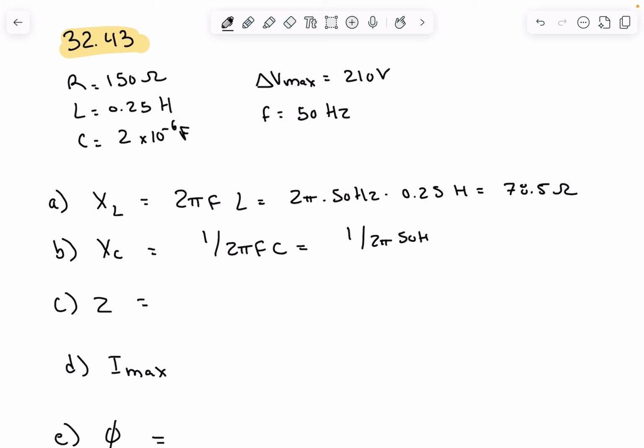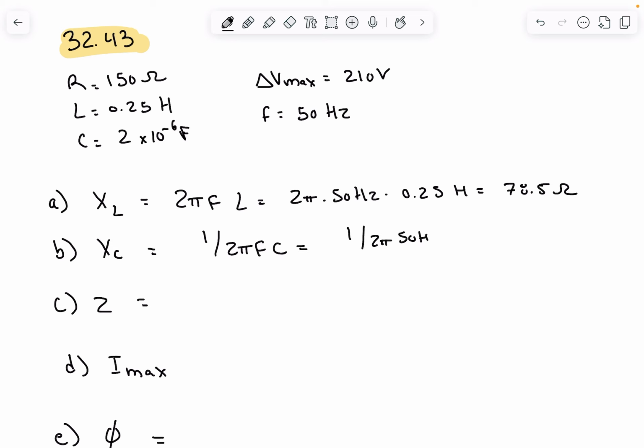Z, the impedance, is going to be this equation here, the square root of R squared plus (XL minus XC) squared. You can just go ahead and plug those numbers in and you should get something like 1520 ohms. And then D wants us to find the I max value.